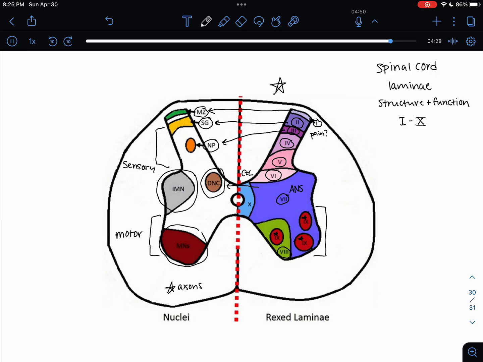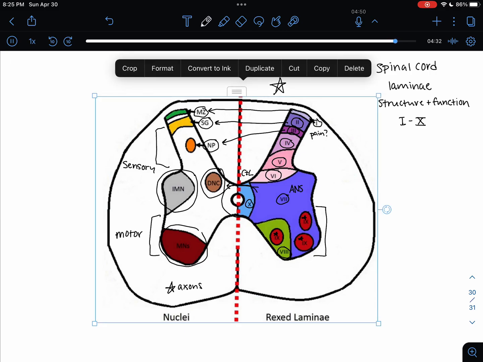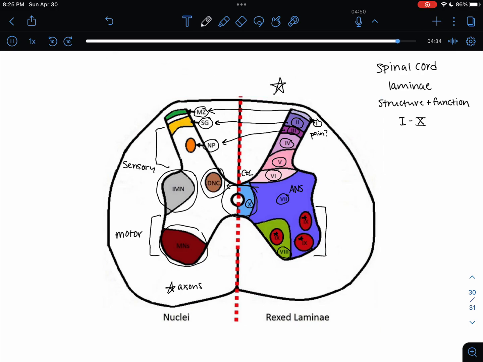Lastly, lamina 10 is going to surround the central canal, making up the gray commissure. This is where axons are going to decussate, or cross over, from one side of the spinal cord to the other. In summary, the Rexed lamina are areas of gray matter in the spinal cord that are grouped based on structure and function. These areas are extremely important and ultimately ensure the brain and body are communicating effectively.